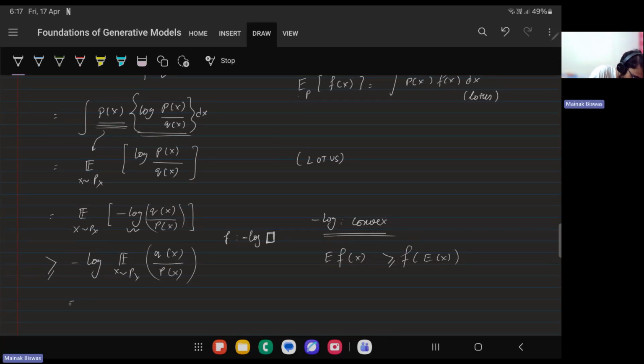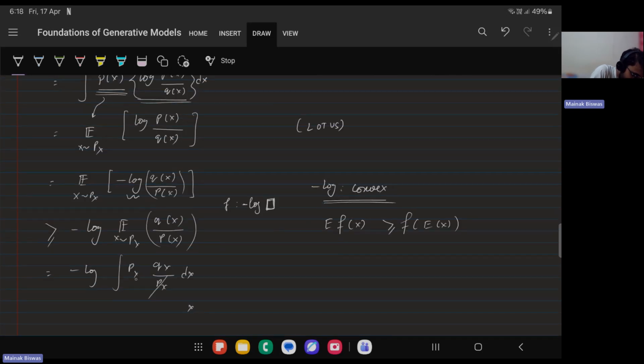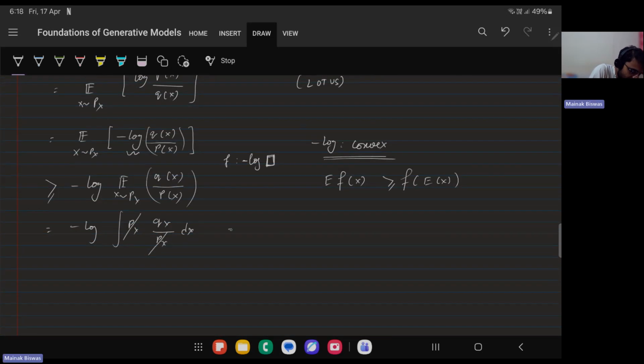As soon as I do this, you can clearly see this is minus log integral of px qx by px dx. So the px terms get cancelled, and this is equal to minus log integral of qx dx. Now what is the integral of a PDF over the entire data? This is just equal to 1. That's how a PDF is defined. So log of 1 is 0. So we can say that DKL of PQ is greater than or equal to 0. So this is what we can prove.